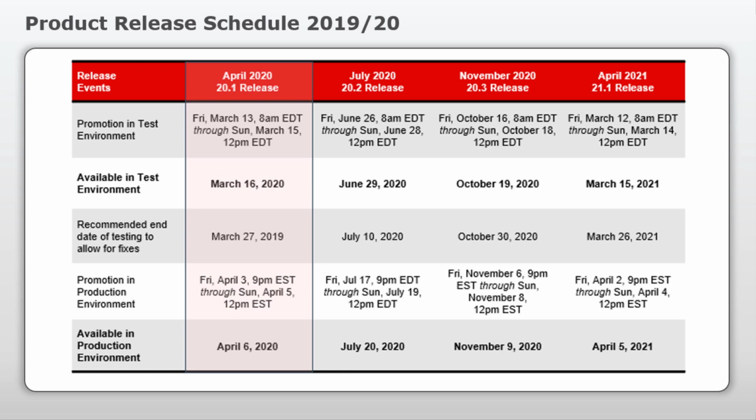As you can see highlighted in pink, 20.1 features will appear in UIT on the 16th of March and will subsequently be moved into the production environment the weekend leading into April 6th.